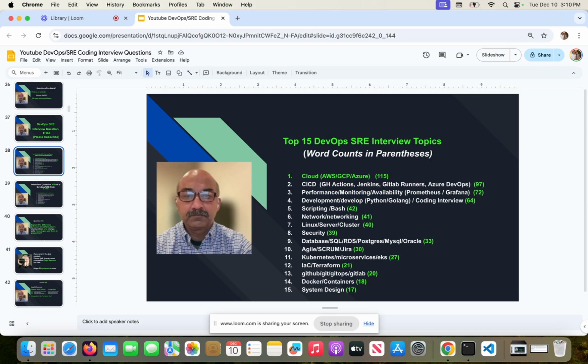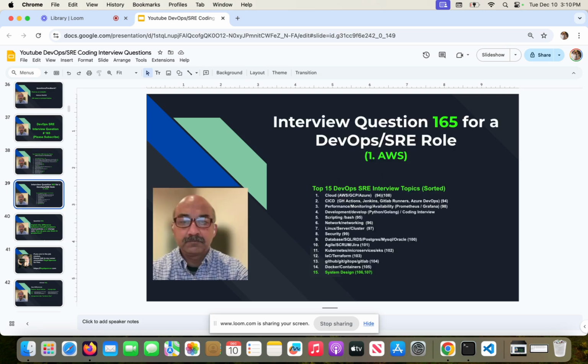The ones at the top, like cloud, are more important than the ones at the bottom, like system design. But as you can see, from 35 job descriptions, even system design came up 17 times. So those topics at the bottom cannot be ignored. However, it is true that you should be focusing on the first 5 or 6 more than the ones at the bottom. Okay, today we're going to go over topic number 1, cloud, in particular AWS.